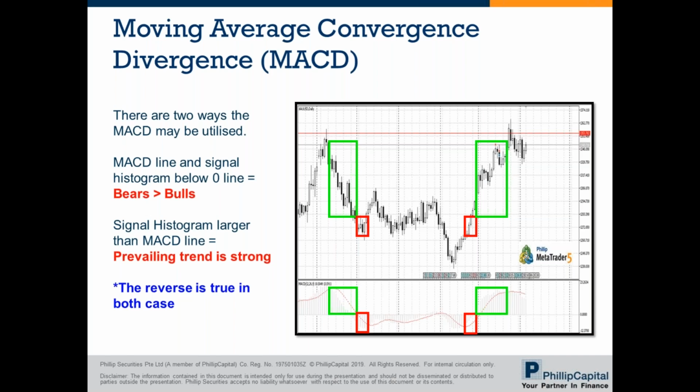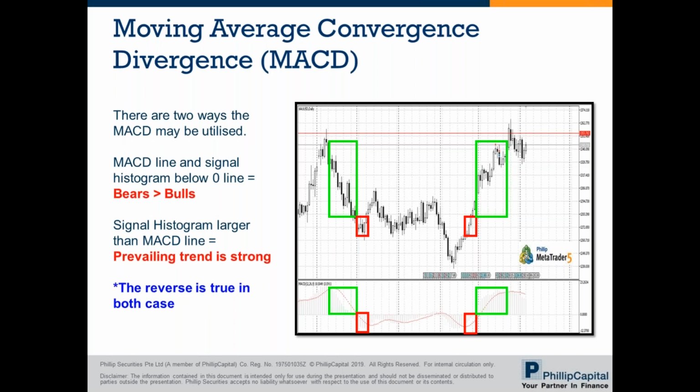So if you observe both of them to be below the zero line, what you can tell is that the bears are stronger than the bulls. The reverse is also true. If you observe both of them above the zero line, what you can tell is that the bulls are stronger than the bears at that point in time. So that's the first way that you use this indicator.